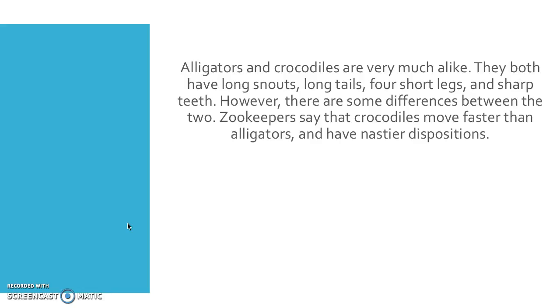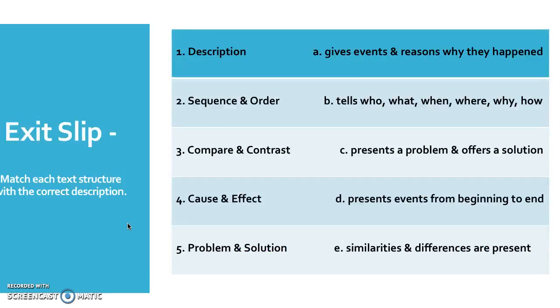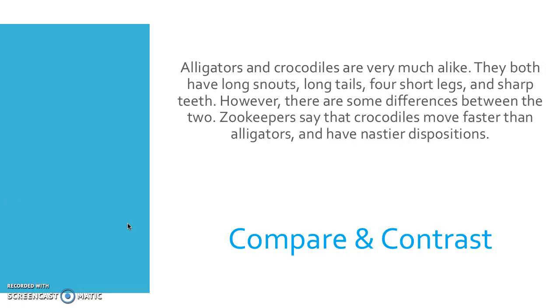Alligators and crocodiles are very much alike. They both have long snouts, long tails, 4 short legs, and sharp teeth. However, there are some differences between the two. Zookeepers say that crocodiles move faster than alligators and have nastier dispositions. So this would be compare and contrast. So of course, as I was going through that PowerPoint, we would discuss as a class why each of these are that nonfiction text structure.